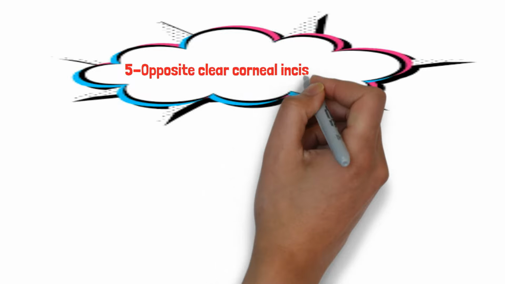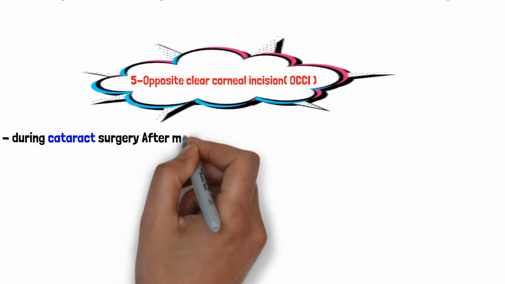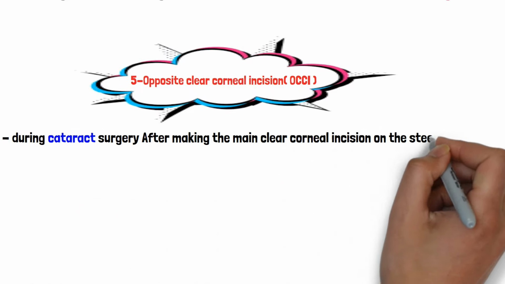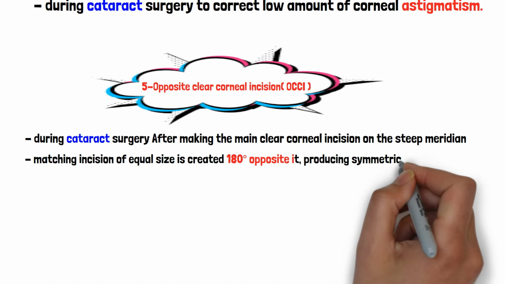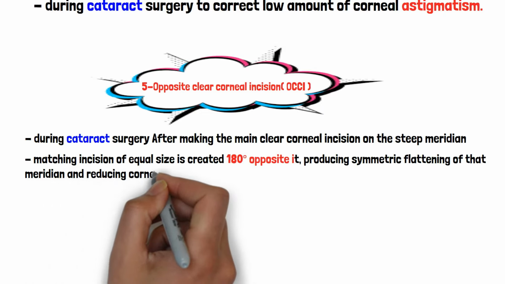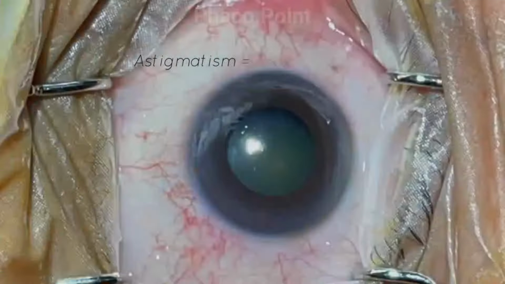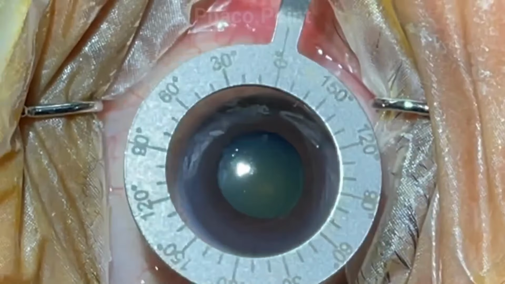A related concept is the opposite clear corneal incision, or OCCI. Here, after the main cataract incision is made on the steep meridian, an identical incision is placed exactly 180 degrees opposite. This produces symmetric flattening of that meridian, further reducing corneal astigmatism. Astigmatism of plus 1.27 at 99 degrees. So the aim is to perform OCCI at 99 degrees.